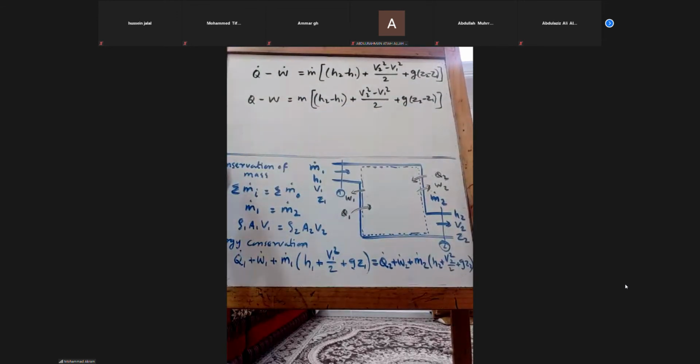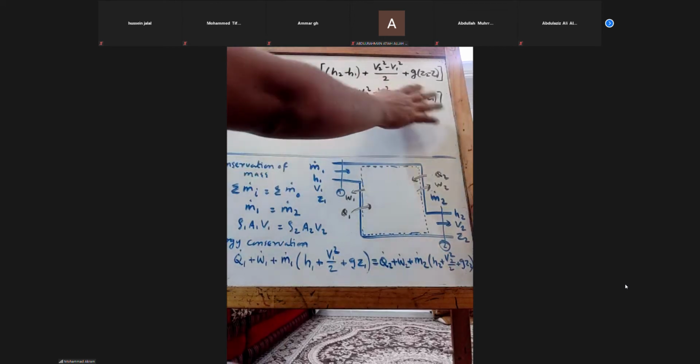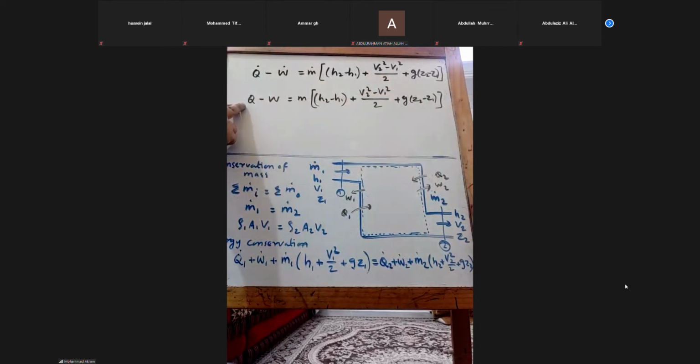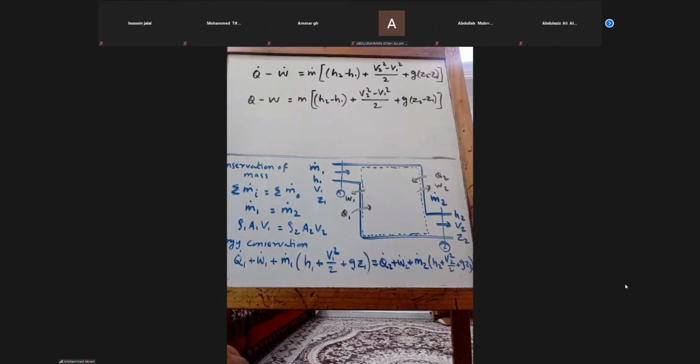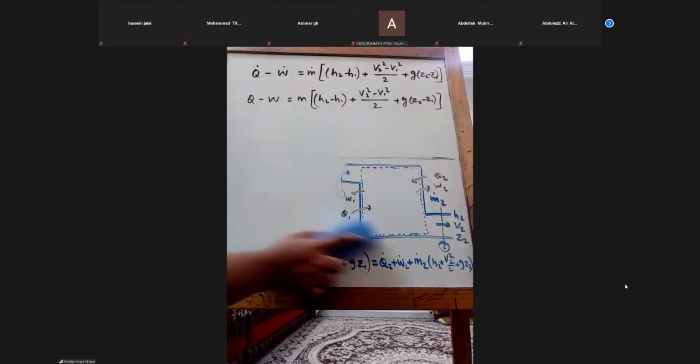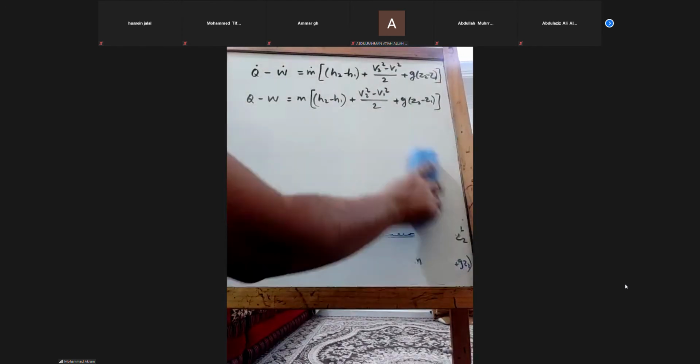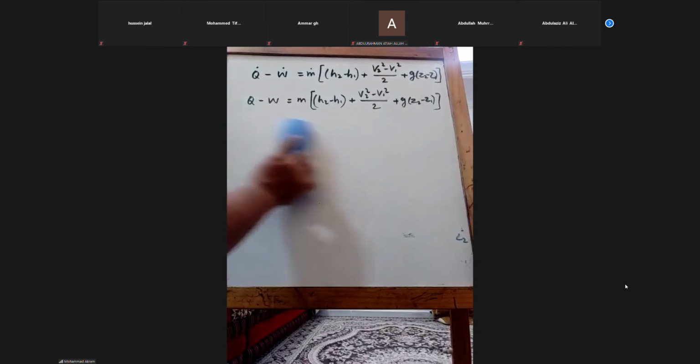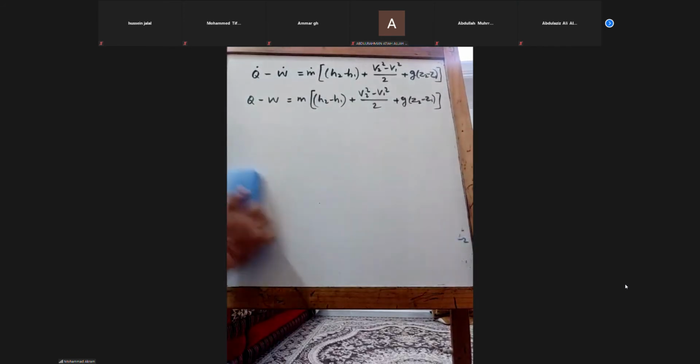Like heat, if Q is coming positive, what is the meaning? Heat is supplied to the system. If this value is coming negative, considering all these values, what is the meaning? Heat is rejected from the system. Okay, doctor. So please remember these equations. These are very important equations.